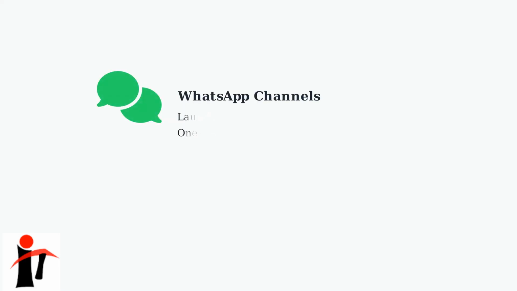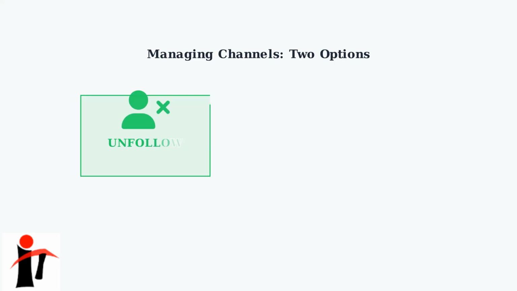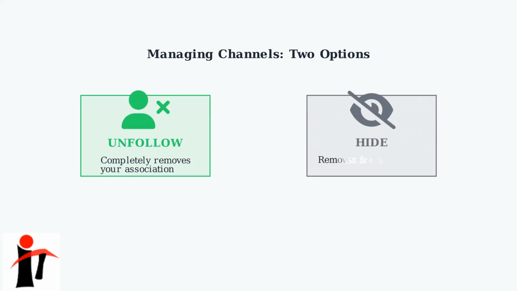WhatsApp channels were launched globally in September 2023 as a new way for organizations and creators to broadcast updates to their followers. These are one-way communication tools where only channel administrators can send messages. As a channel follower, you have two main options to manage channels you no longer want to see. You can either unfollow a channel completely, which removes your association with it entirely, or hide a channel, which only removes it from your view while maintaining your subscription.